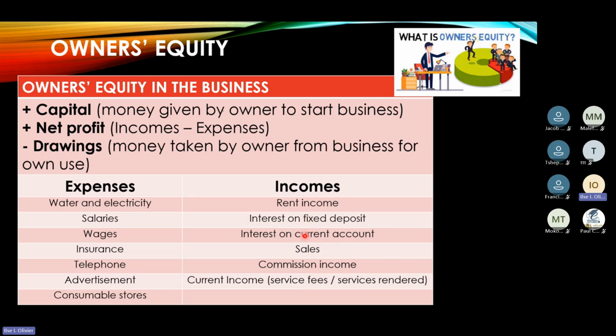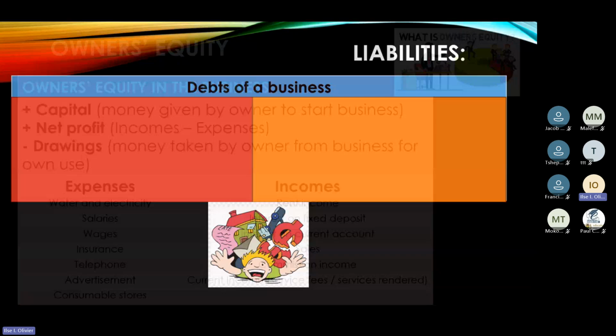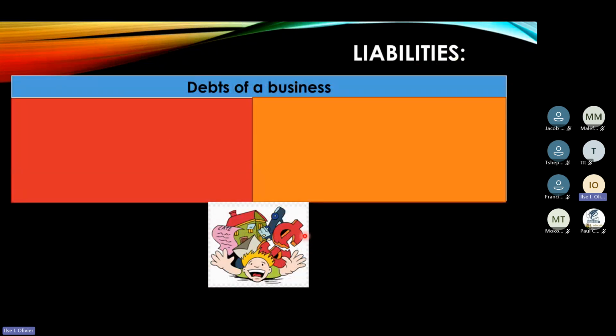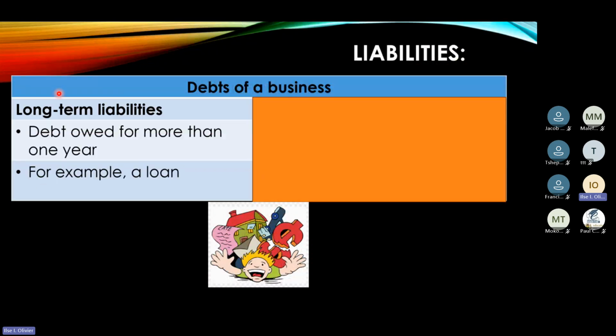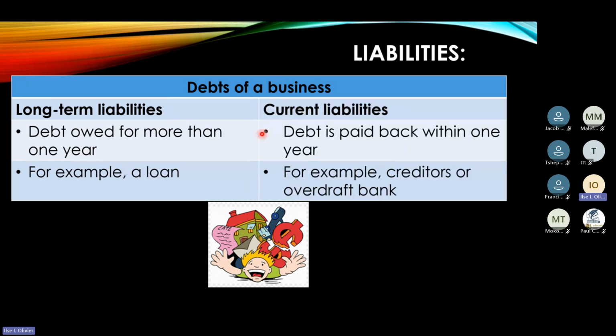Then the last part of the accounting equation consists of our liabilities. So if we look at our liabilities, we have our long-term liabilities that are owed for longer than a year. And then we have our current liabilities, which is debt that you're going to pay back within a year. So we look at creditors and your bank overdraft. But in grade 8, it's important that you know about liabilities, but it will only be treated in grade 9.